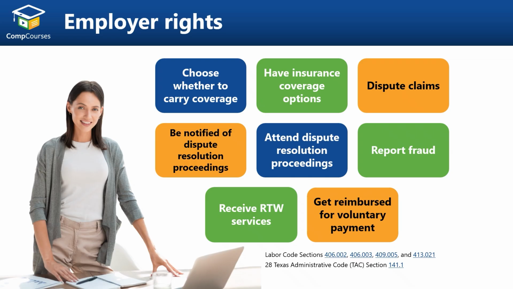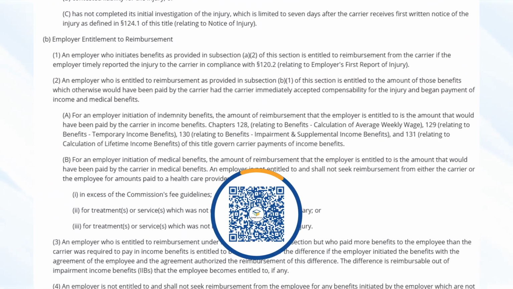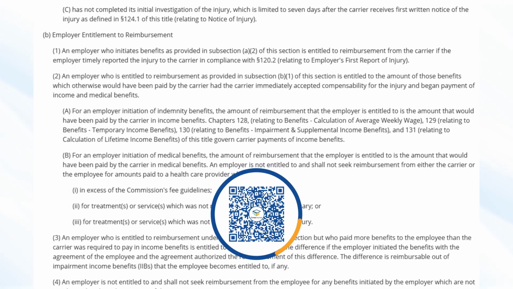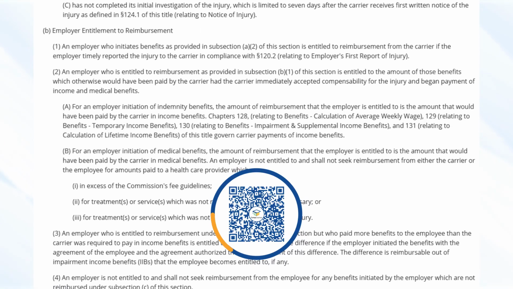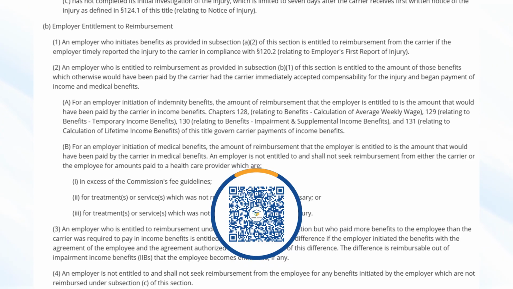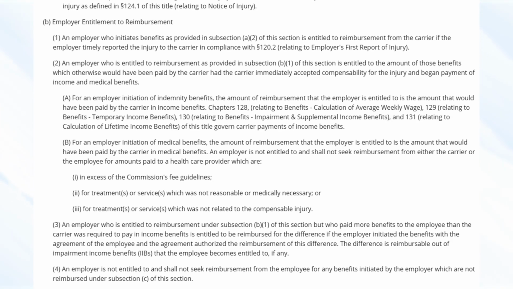There's also, as an employer, you have the right to request reimbursement of voluntary payments. Now, in order to do this as an employer, you must meet certain circumstances and timeframes. Texas Administrative Code 126.13, which is Employer Initiation of Benefits and Reimbursement, better outlines what these circumstances and timeframes are. So again, you must abide by these timeframes, by these circumstances in order to get reimbursed. And you'll be able to find the information again under the Texas Administrative Code 126.13.